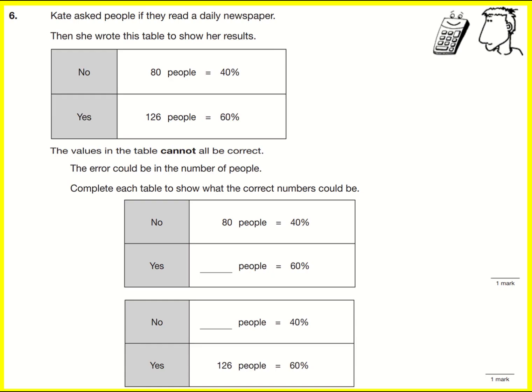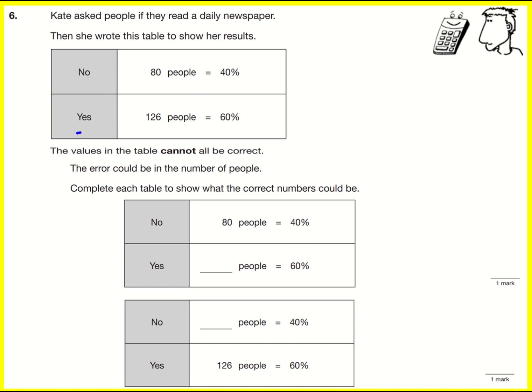We've got some incorrect information here, and the question's really about how the information could be correct. At the moment, you can't have 40% as 80 and 60% as 126. It just doesn't work. What would we need it to be for the yes people for it to work?